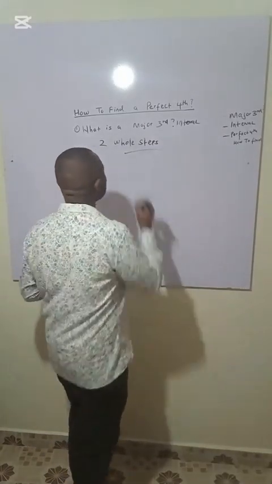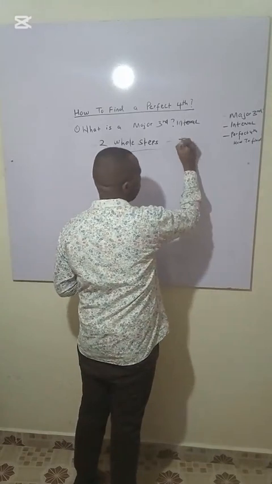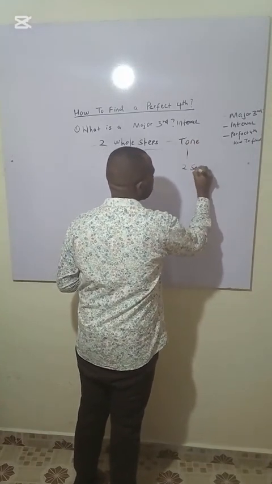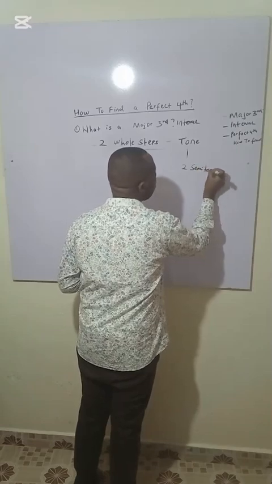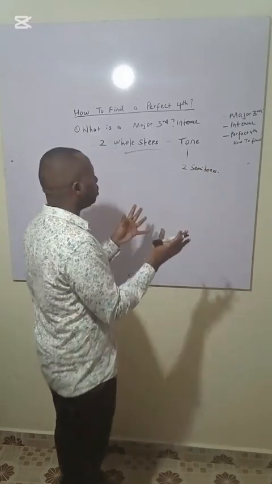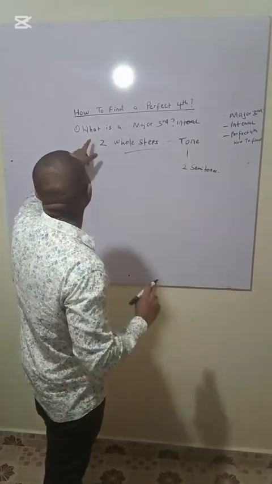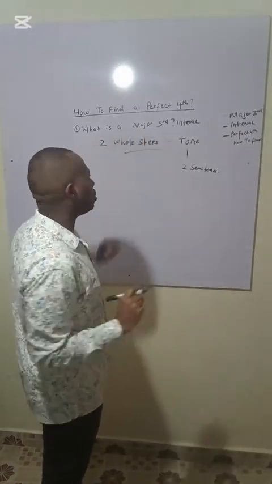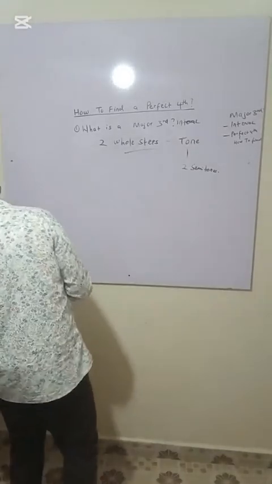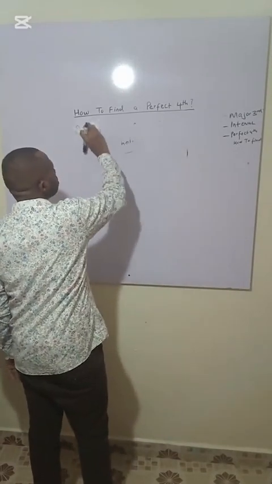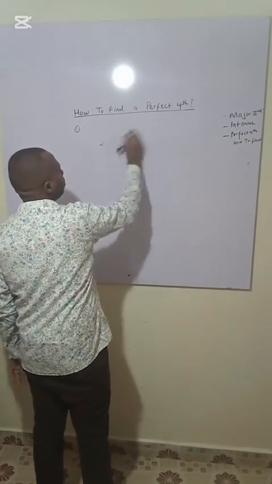And 2 whole steps, what is a whole step? A whole step is also known as a tone. And what is a tone? A tone is 2 semitones. So in a future video, I'm going to be explaining what is a tone and what is a semitone. But for this video, understand that a major third interval is 2 whole steps. So that was the first question. The second question was, what is an interval?